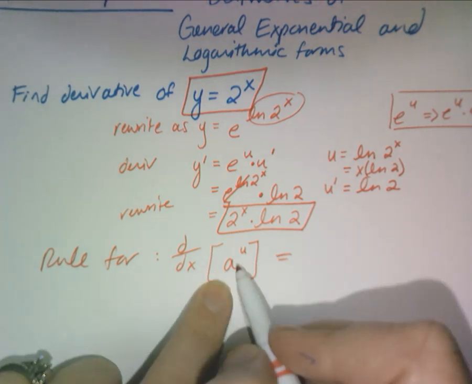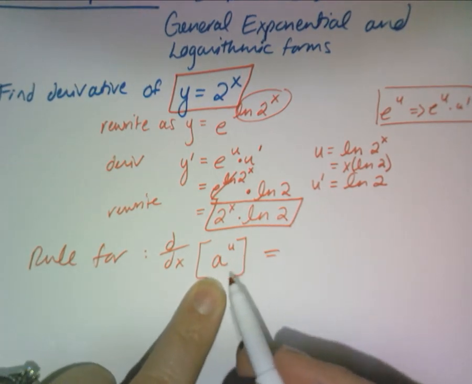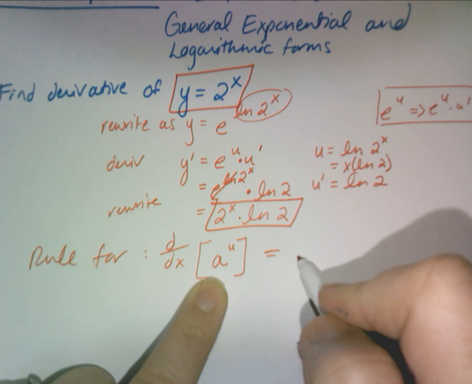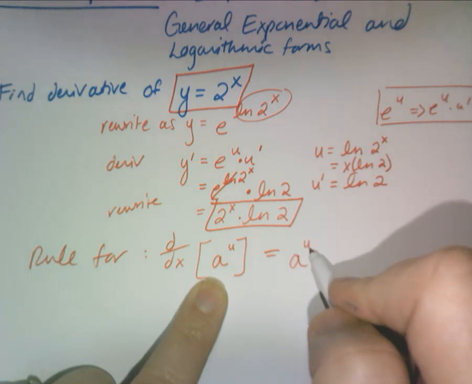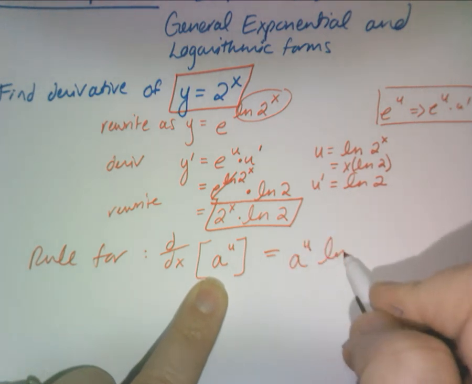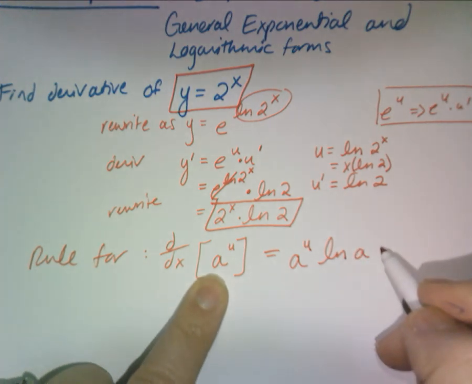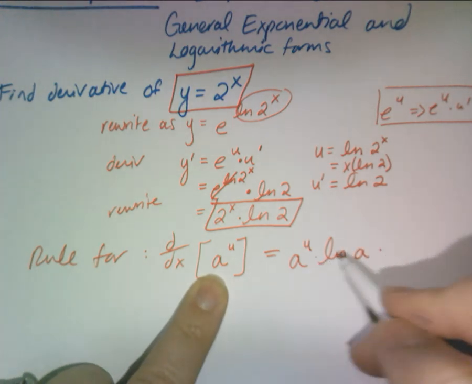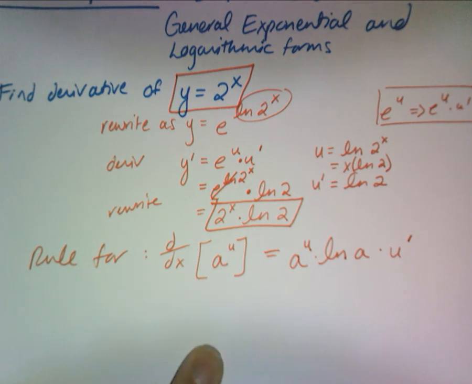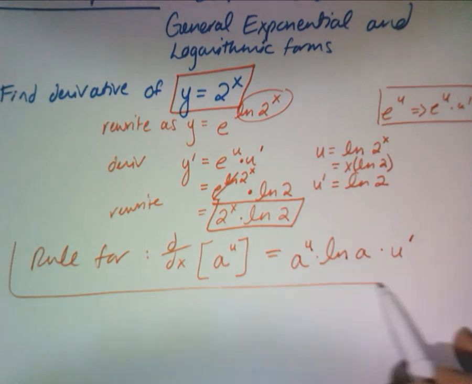Equals. So what would be my derivative of this? What would you write? You would write it again times the natural log of a, but then we always want to attach the chain, which would be u prime. Okay? So there is your general rule.